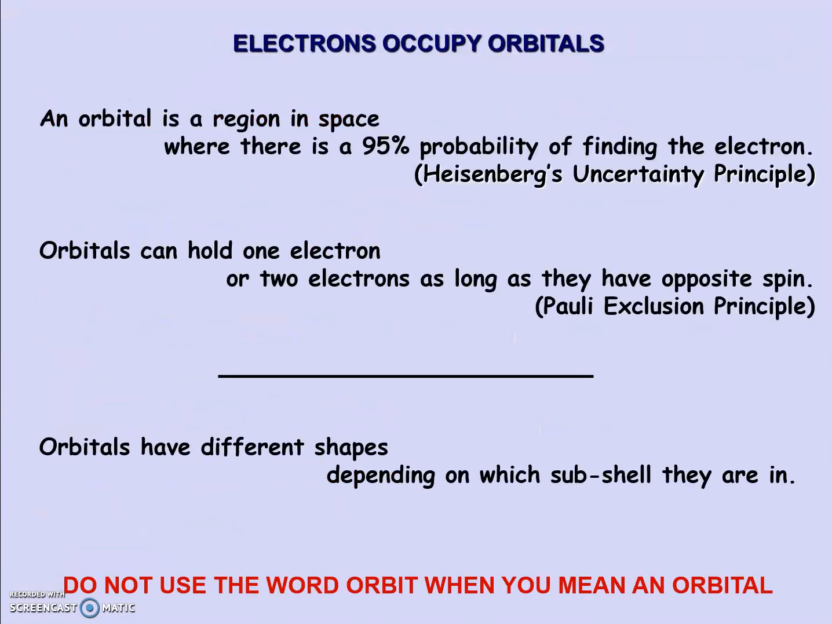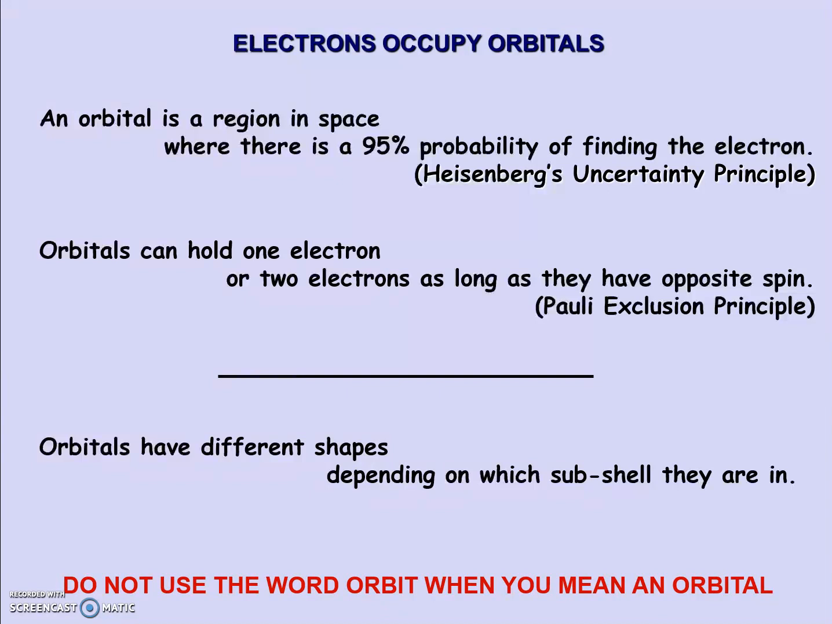Okay, so the electrons, we've talked about them being in the shells. The shells are divided into the subshells. The subshells are divided into orbitals. Now, what is an orbital? An orbital is a volume of space, or a region in space, where there is a 95% probability of finding the electron. Orbitals can be empty, or they can hold 1 electron or 2 electrons. But if they've got 2 electrons, they must have opposite spin. And that becomes important when we look at the box diagrams in a few moments.